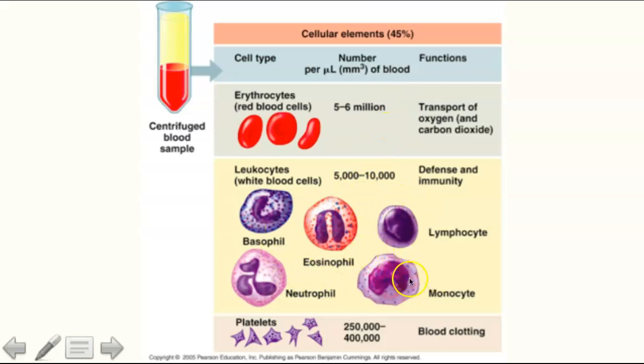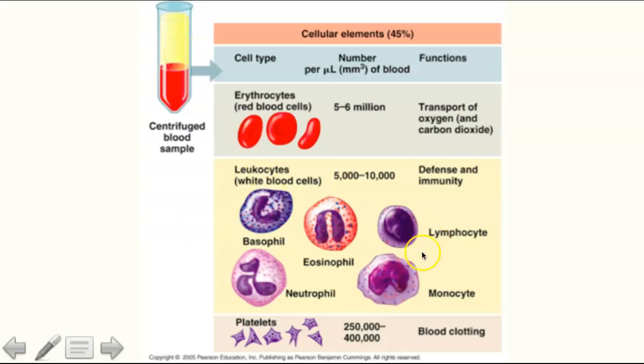Now, if there's an infection, that number would be a lot higher because the body produces white blood cells in response to an infection because it's part of our immune system. It's how we fight that infection off. And then there are about 250,000 to 400,000 platelets in 1 microliter of blood. And they are responsible, as we said, for blood clotting. And then the rest of, so that makes up about 45% of the blood. The rest of it is the plasma, which is like the liquid portion of the blood.